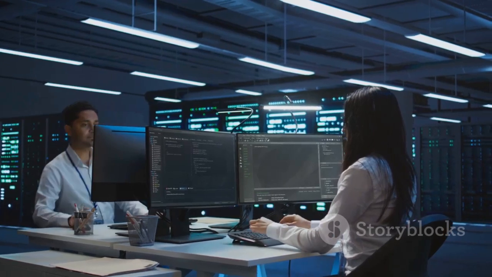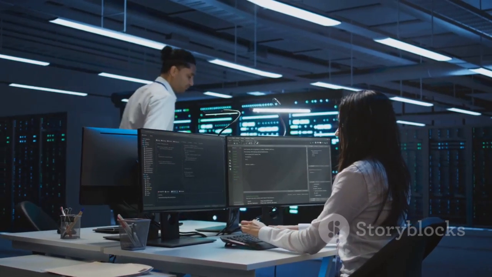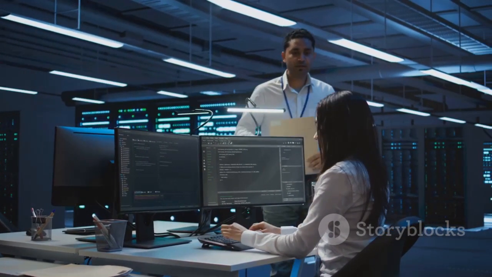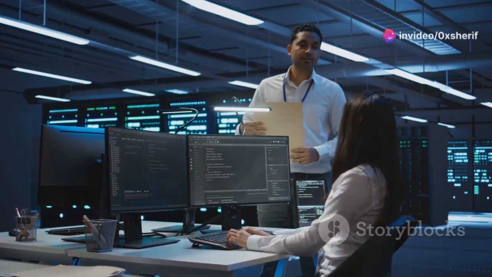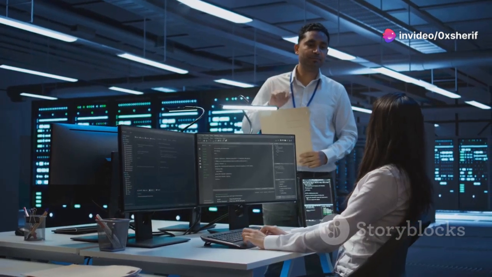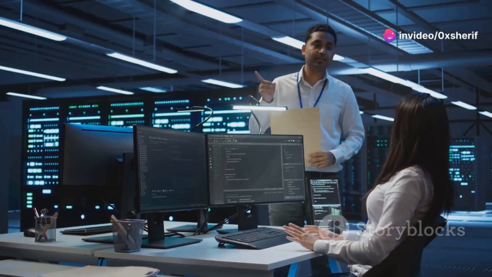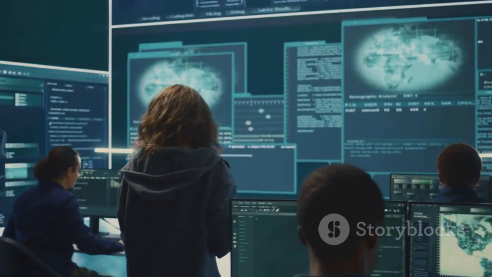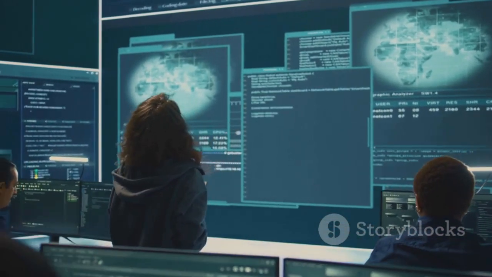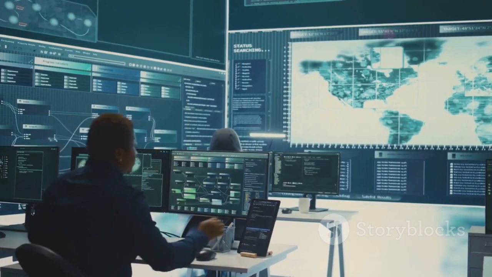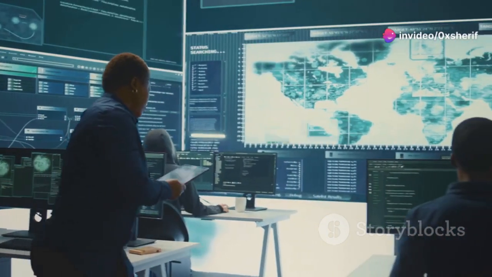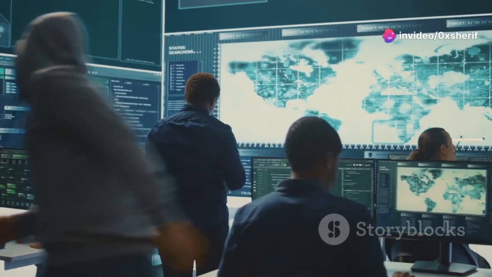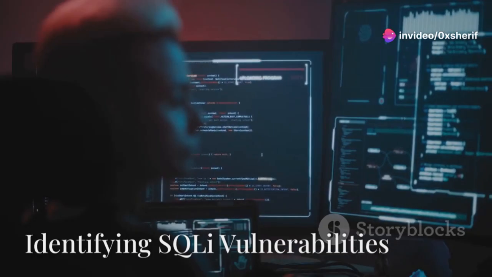Understanding the nuances of each SQLi type is crucial for selecting the appropriate testing techniques and mitigation strategies. Each type requires a different approach to detect and prevent. By recognizing the characteristics of different attack vectors, security professionals can more effectively identify and address potential vulnerabilities. This knowledge is essential for maintaining robust database security.